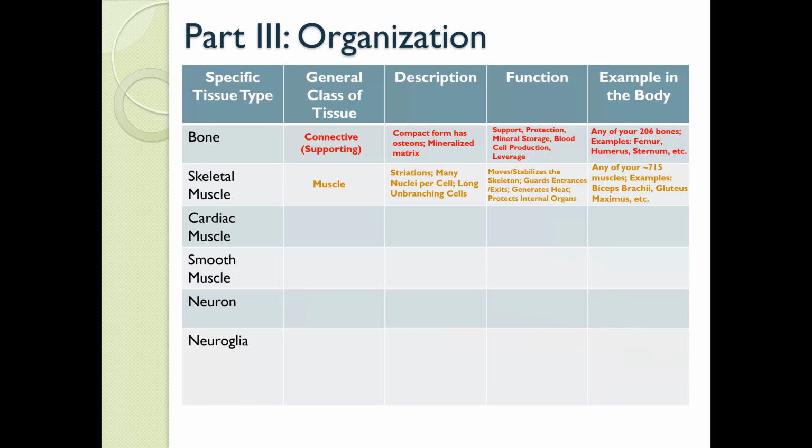Cardiac muscle is also muscle tissue. It also has striations. These tend to be single nucleus. The cells can branch, and the dead giveaway feature for these is they have intercalated discs. Cardiac muscle functions to circulate blood and to maintain blood pressure, and is only found in the heart.